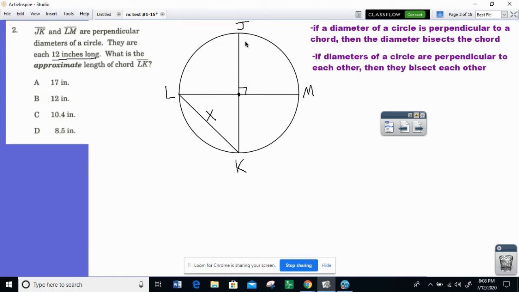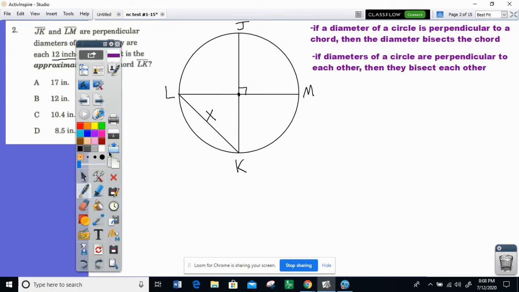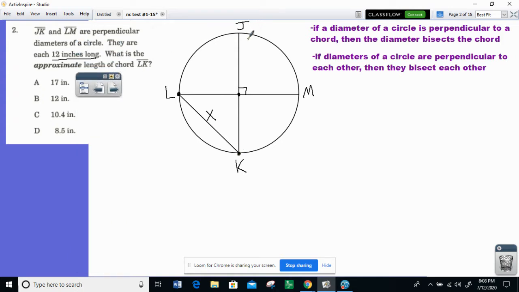Well, let's go back and review what a chord is. A chord is a segment that joins two points that are on the edge of a circle. Segment LK is a chord because point L is on the edge of the circle and point K is on the edge of the circle. If you look at the diameter, segment JK is made up of connecting two points, J and K, both of which lie on a circle. So every diameter is actually a chord also.